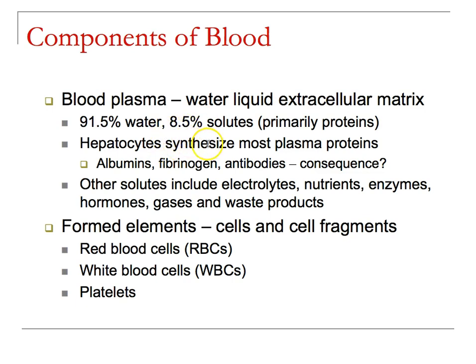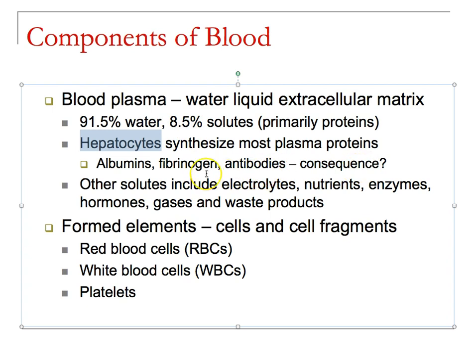The liver cells, hepatocytes, synthesize most of the plasma proteins: the albumins, the fibrinogens, the antibodies. And here I put in the word consequence. What I want you to start actively thinking about is, if we change the concentration of any of these, meaning you increase or decrease that 8.5%, what is the consequence?